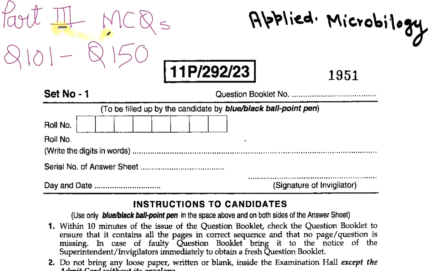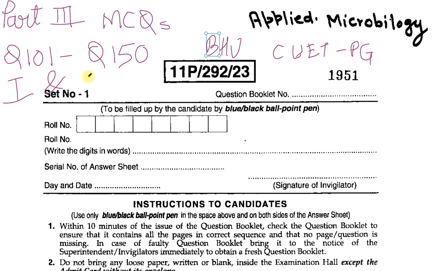This is part 3 of multiple choice questions on microbiology and applied microbiology. This is the question paper of the MSc entrance exam conducted by Banaras Hindu University. Now this exam is conducted by the NTA under the CUET PG exam. This part 3 contains question number 101 to question 150. The first 100 questions have already been discussed in part 2 and part 1.